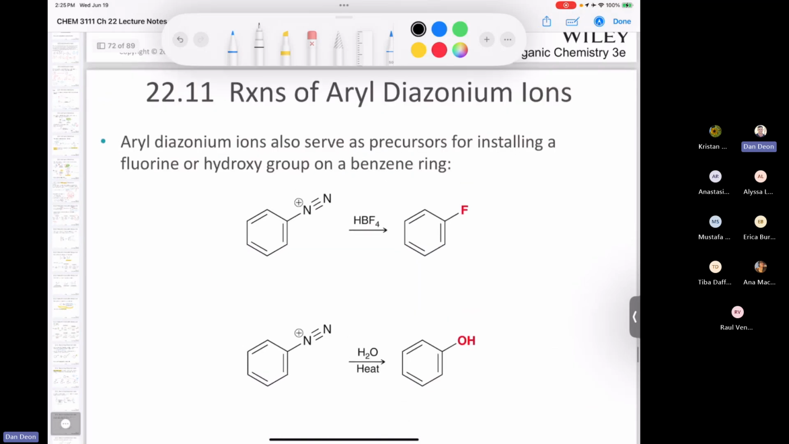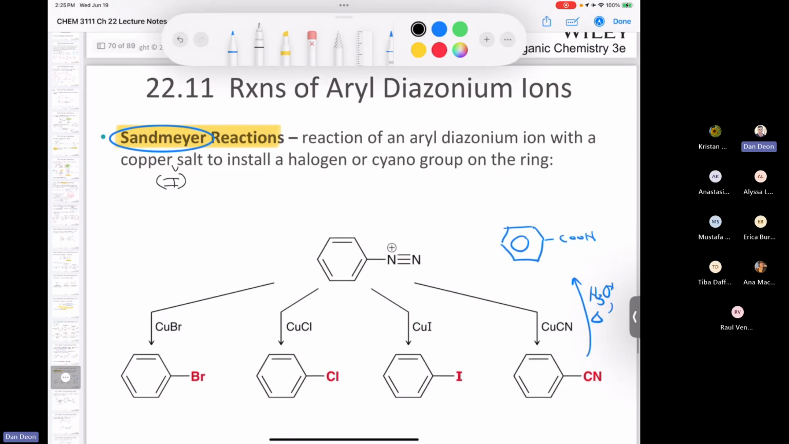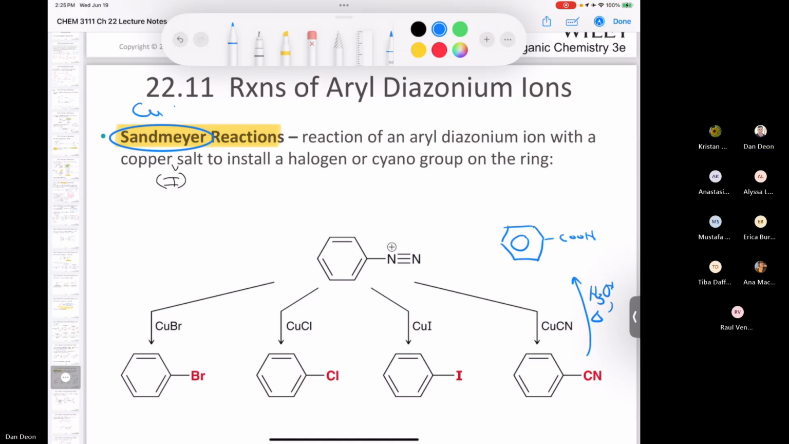Outside of the Sandmeyer reactions, which are these four reactions, there are other reactions that look similar in what they do, but they are not considered Sandmeyer reactions, because Sandmeyer always involves copper X, where X could be chlorine, bromine, iodine, or cyanide.